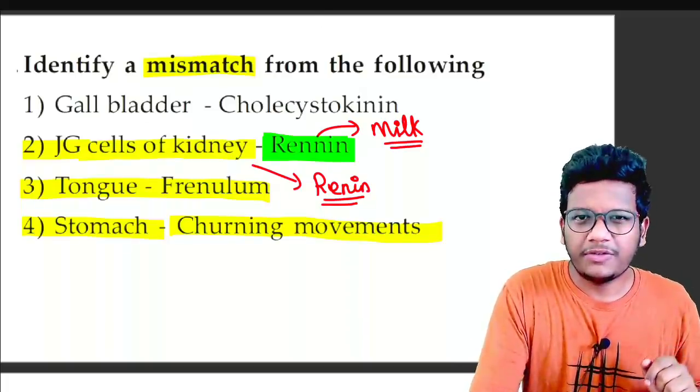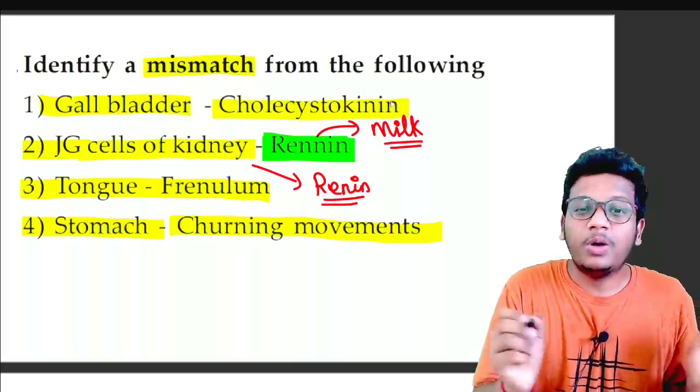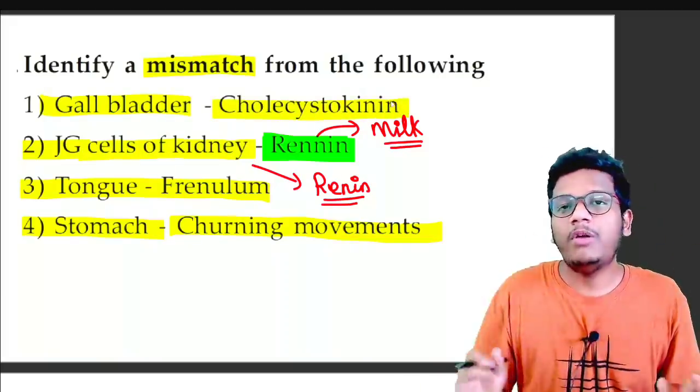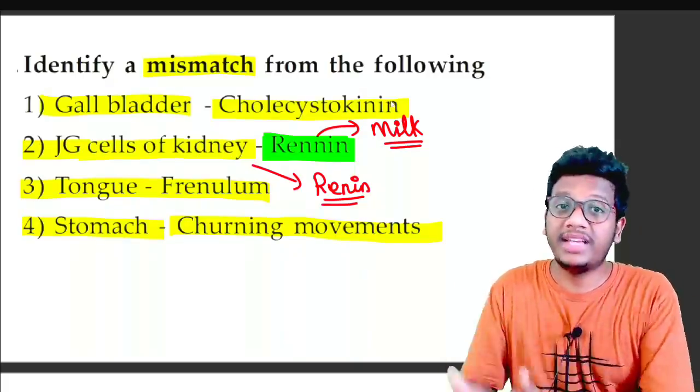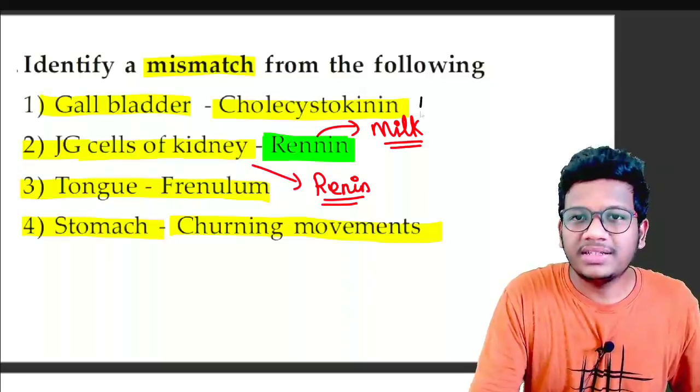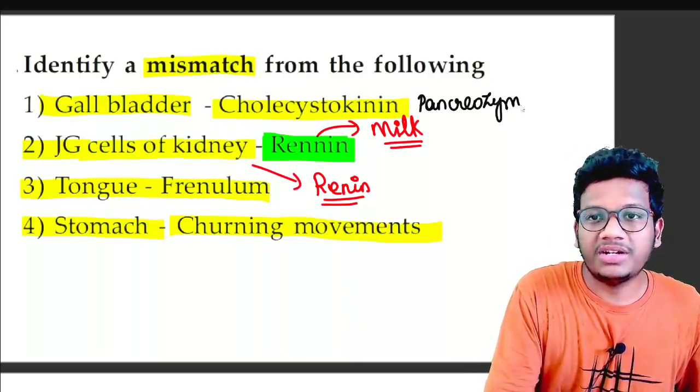Now come back here for the fourth option, gallbladder. What hormone acts on the gallbladder? Cholecystokinin. The full name of cholecystokinin is cholecystokinin-pancreozymin. Note my words: cholecystokinin-pancreozymin. From the name itself, you can remember its function. I will tell you guys.